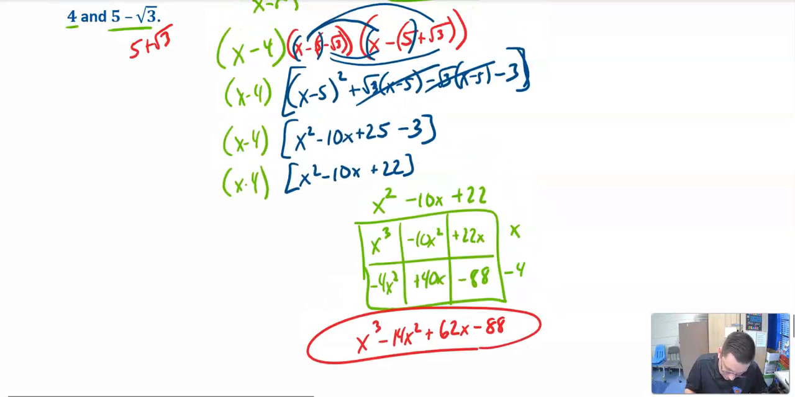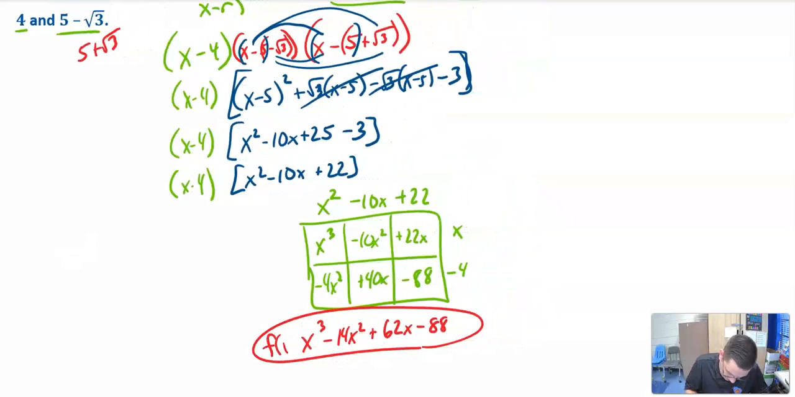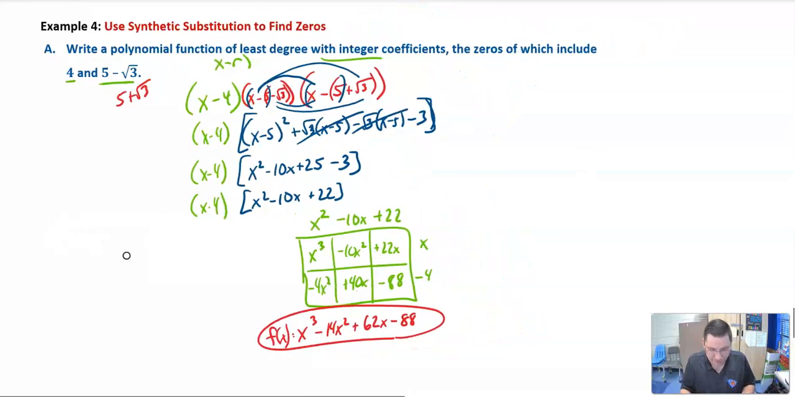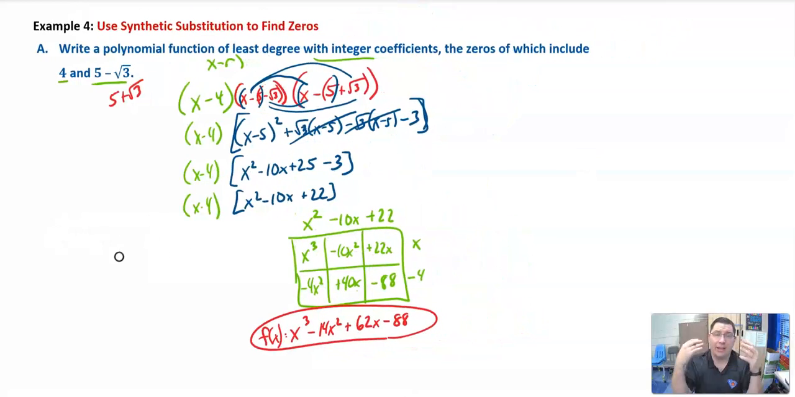This would be the function, and we would call it f of x or whatever function name they told us to use. But this would be the function that we're looking at in the end that has these as zeros with all integer coefficients. Now again, we can multiply by 2. It would be the same thing. We'd have the same integer coefficients, the same zeros of the function. So that's what we're looking at in this section.